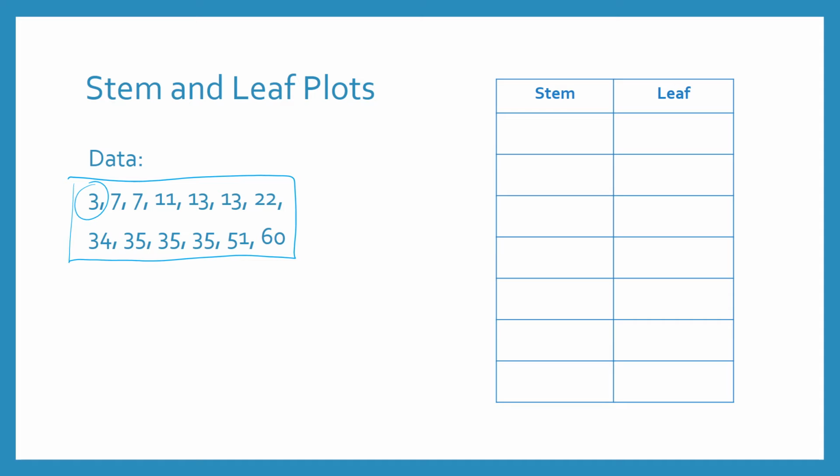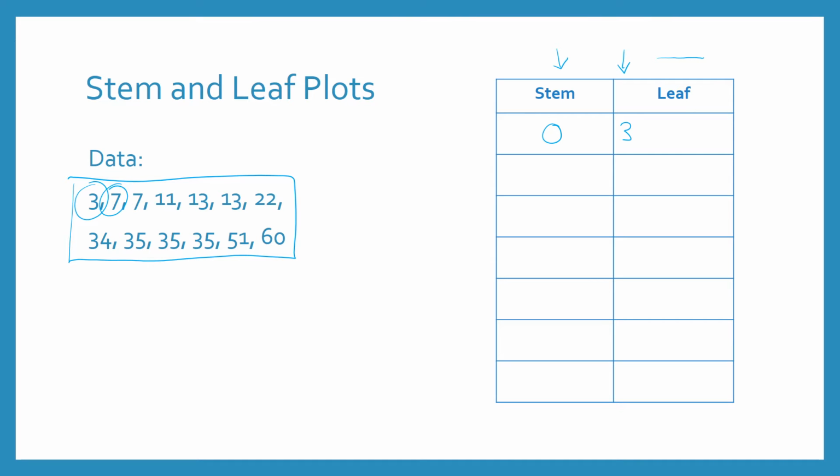So first we have our 3. A 3 has a leaf of 3, and remember, if it's a one-digit number, it's going to have a stem of 0. Now the stems you can put in the center of the column, but your leaves you want to start at the left-hand side, because we're going to have more leaves coming on.